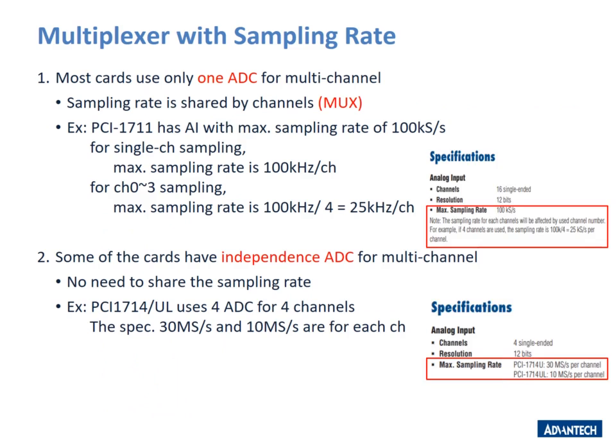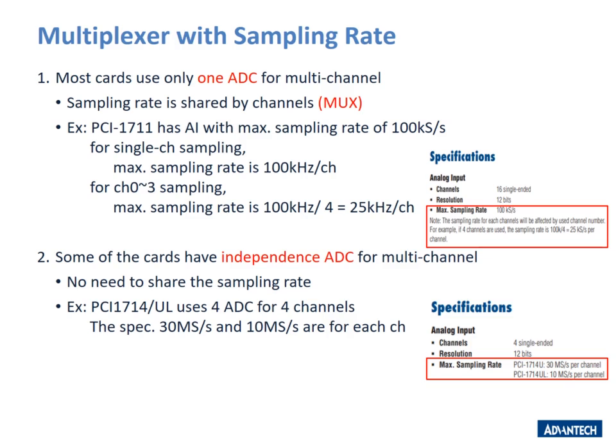For most of the DAQ cards which use only one ADC for multiple channels, their sampling rate is shared by the channel number. Because it needs the multiplexer to switch the channels, if you use more channels the sampling rate will also decrease, as the sampling rate shown in the PCI 1711 datasheet.